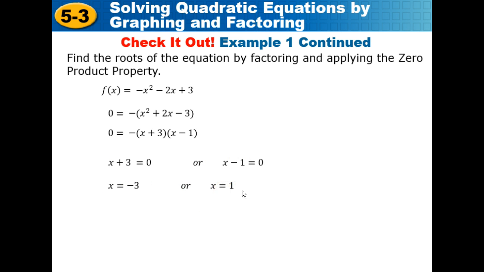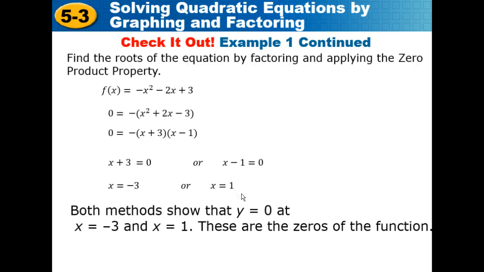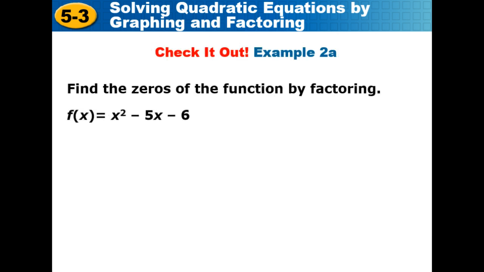And you will notice that we got the exact same zeros. Because all of the methods, graphing by hand, graphing on our calculator, and factoring, all give us zeros at -3 and 1. These are what we call the zeros of the function. Let's try a couple more.